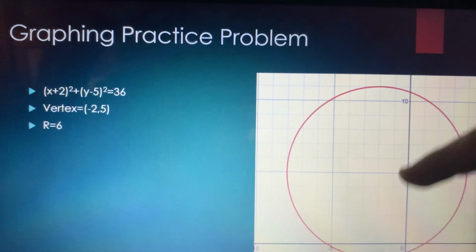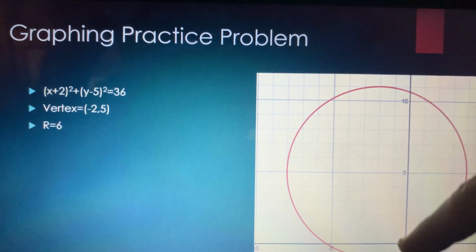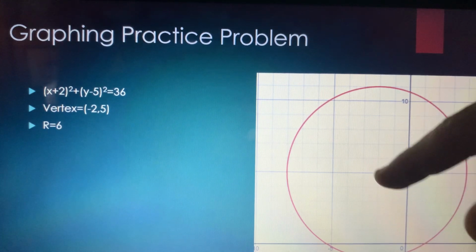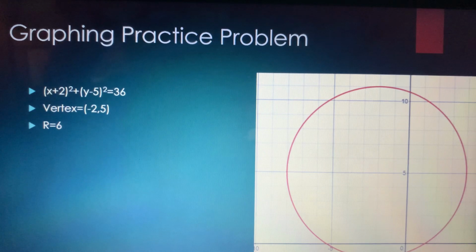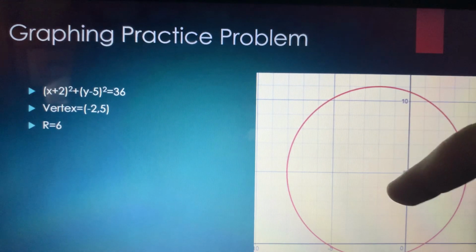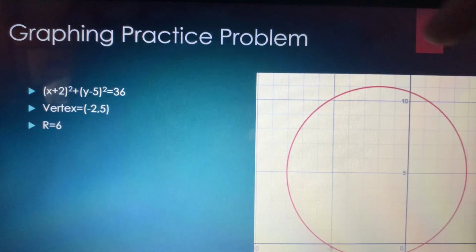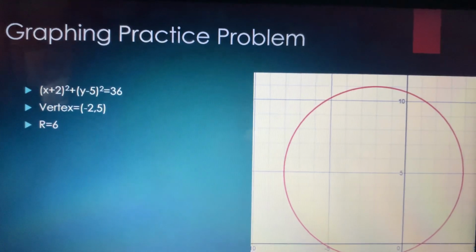So we go up 5 over left 2, because it's negative 2, 5. And we put our vertex there. So our vertex is at negative 2, 5. And you want to draw a nice circle there, showing that's the center. And then you draw 6 units going up, down, right, and left. And then you draw a circle connecting those. And that's going to be your circle.